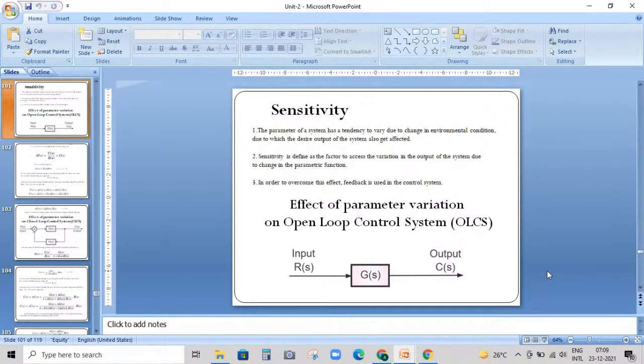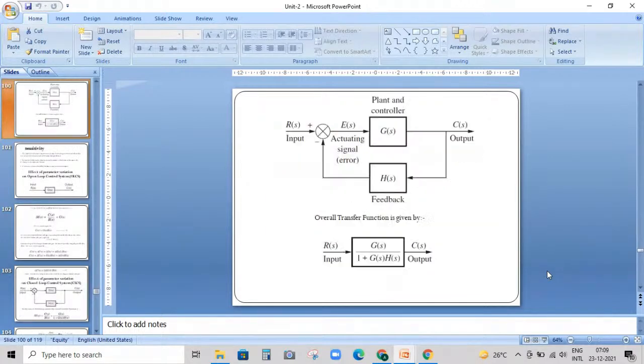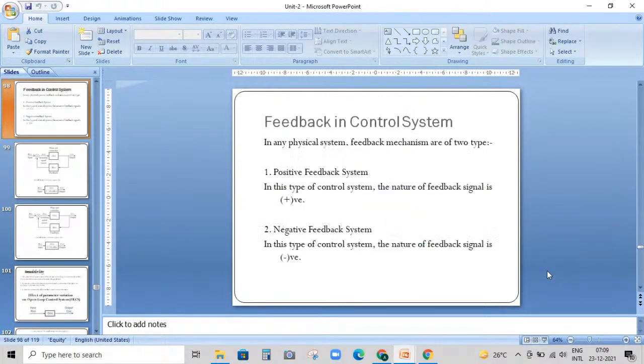In the last lecture, we had a discussion on what exactly sensitivity is and what is the use of feedback in case of closed loop control system. As far as feedback is concerned, basically we have two different techniques through which we can provide feedback in control system. First one is positive feedback, and second one is called negative feedback.